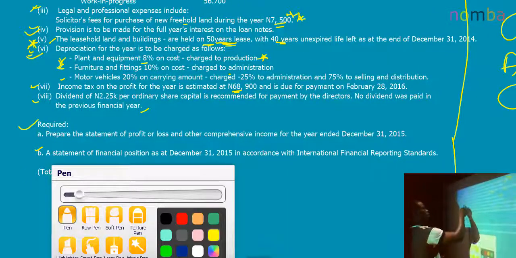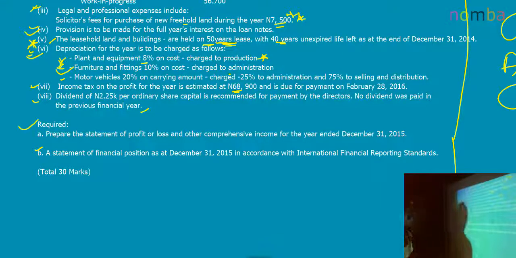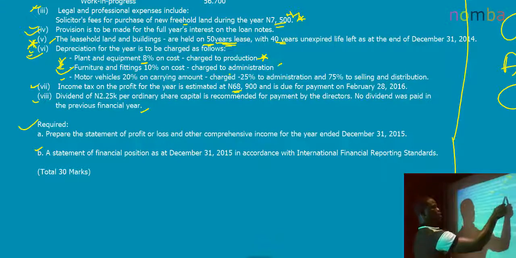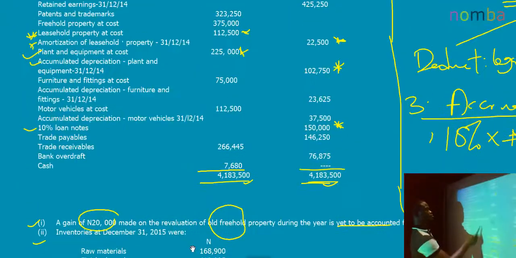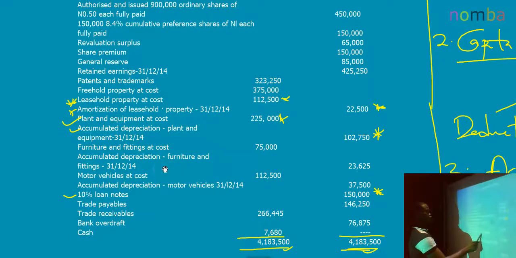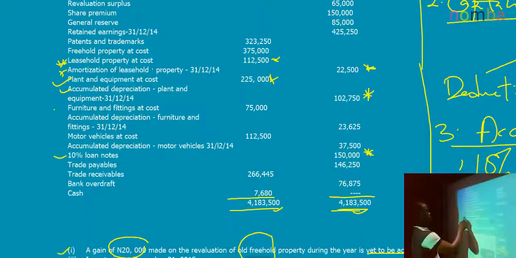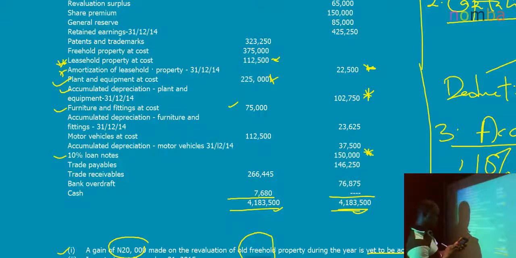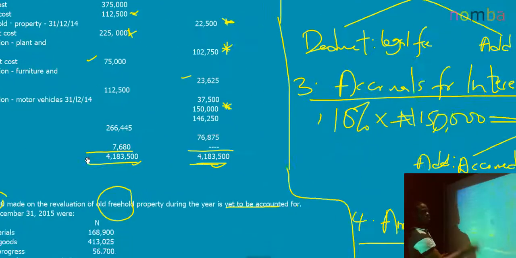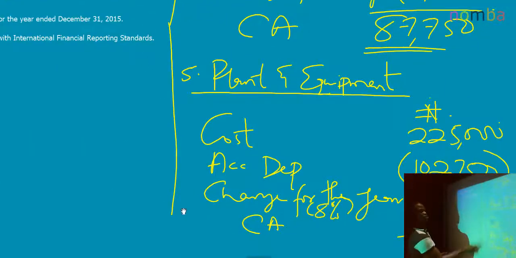Then, we'll have furniture and fittings, which is 10% on cost. And we're told that it should be charged to administration. So, let's go and get the cost of our furniture and fittings. Where's my furniture and fittings? Okay, this is it. Furniture and fittings, which is 75,000, that's the cost. And the accumulated depreciation is 23,625.